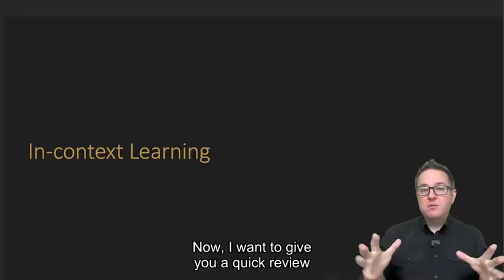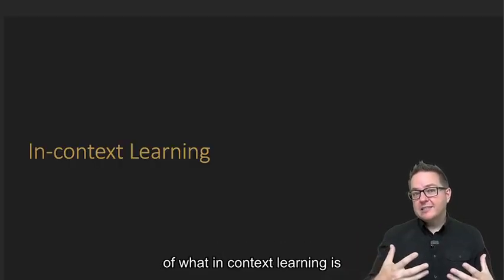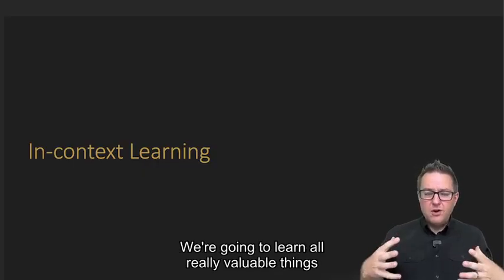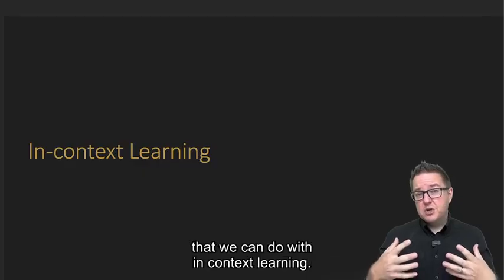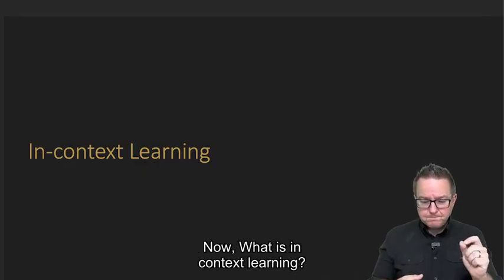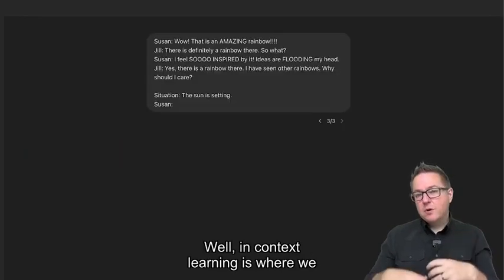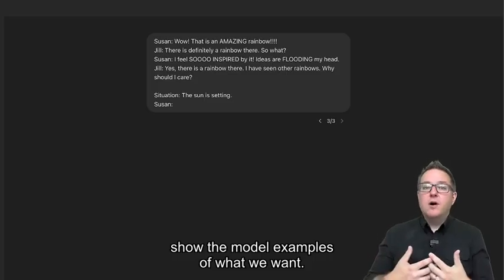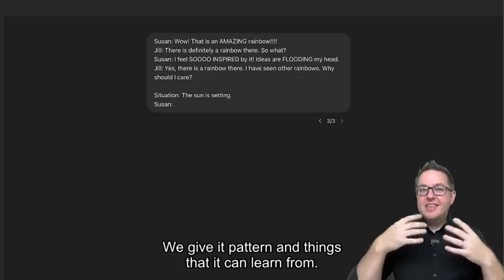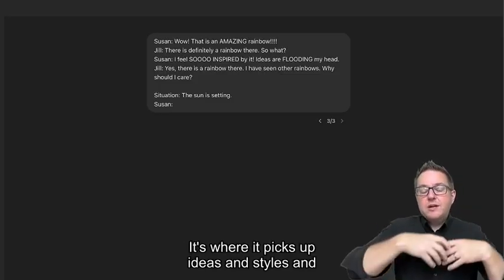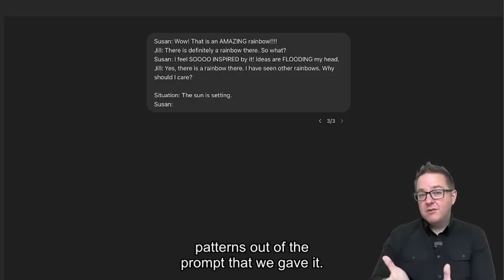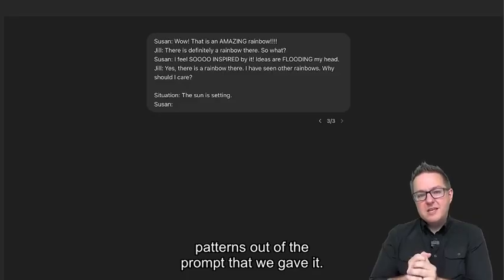Now I want to give you a quick review of what in-context learning is, and then we're going to really learn how to harness this throughout this course. We're going to learn all kinds of really valuable things that we can do with in-context learning. Now, what is in-context learning? Well, in-context learning is where we show the model examples of what we want. We give it patterns and things that it can learn from. It's where it picks up ideas and styles and patterns out of the prompt that we gave it.